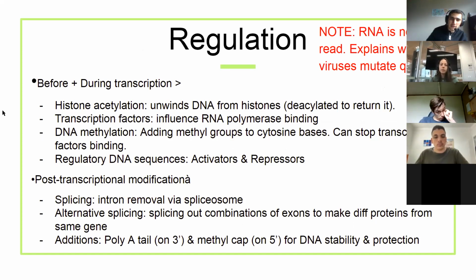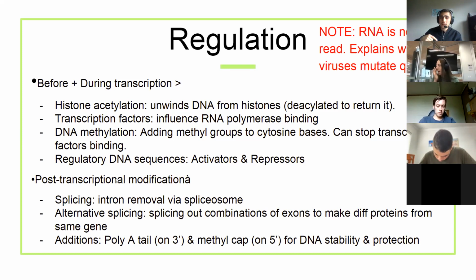You've got DNA methylation, which is pretty much adding a methyl group to cytosine bases, and that stops these factors from binding, and so we stop RNA polymerase from binding just in general. And then you've got regulatory DNA sequences, which pretty much activate or repress certain processes. And then after the actual transcription, you have other modifications that happen as well.